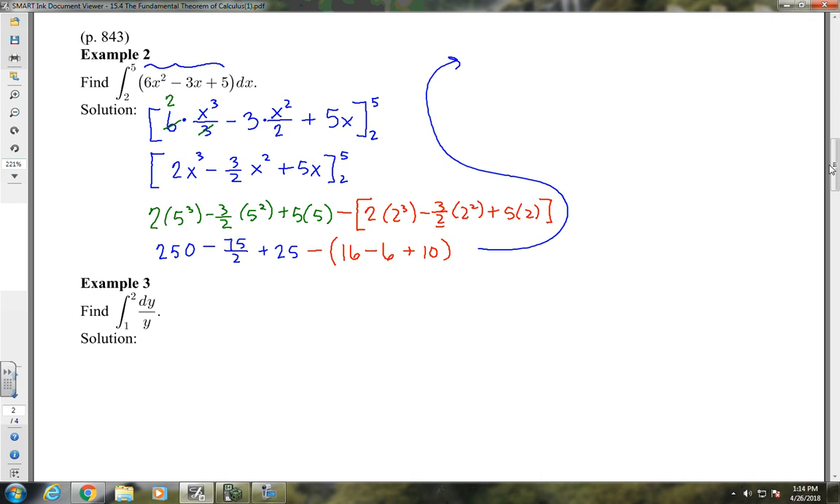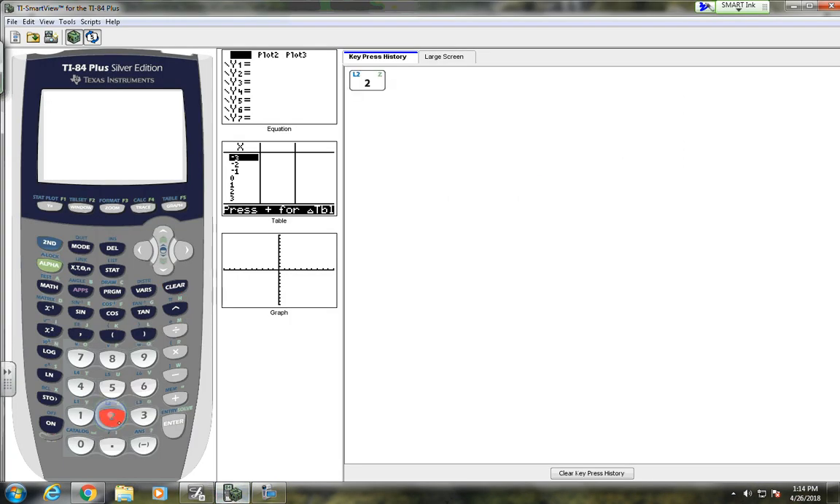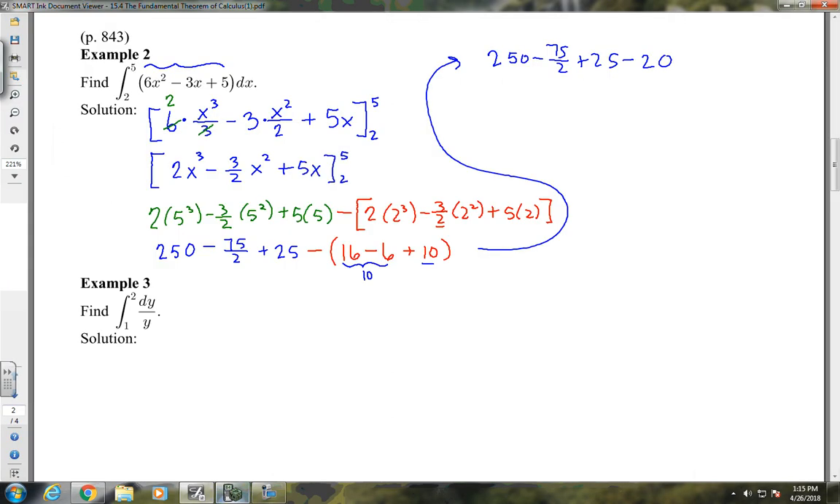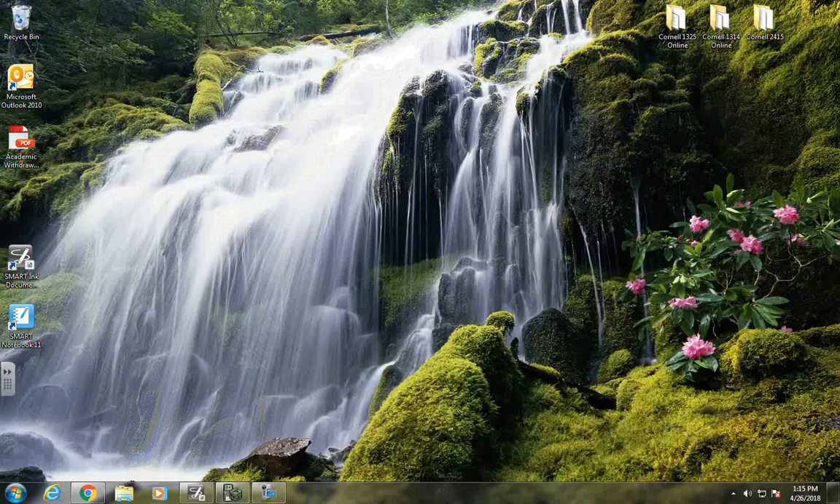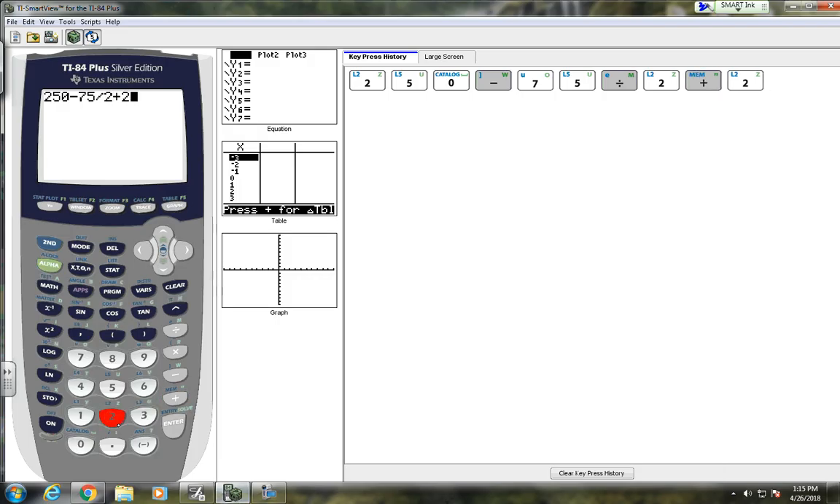So get some workspace here. We have 250 minus 75 over 2 plus 25. Now inside parentheses we have 16 minus 6, which is 10, and then 10 plus 10 is 20, so we have minus 20. Okay? So pulling out my calculator here, I have 250 minus 75 divided by 2. Let's see what came next. Plus 25 minus 20. So we have plus 25 minus 20.